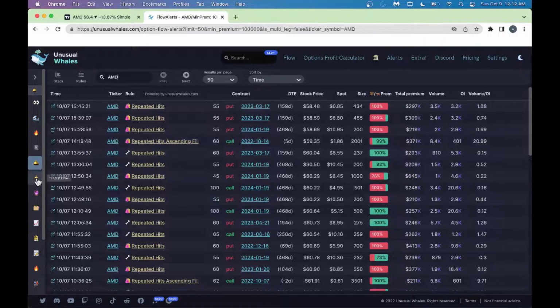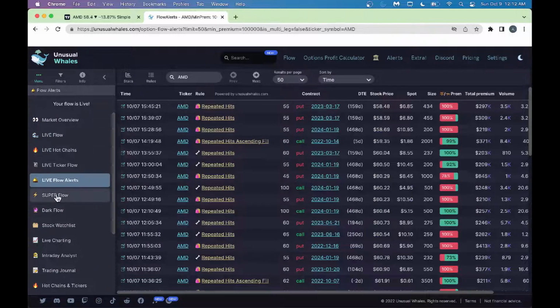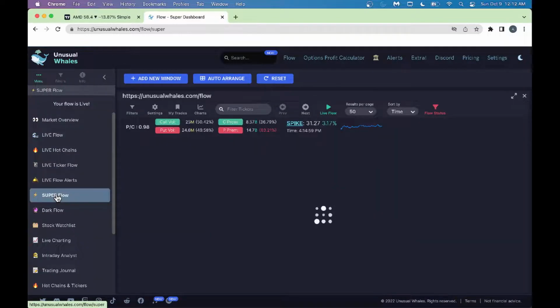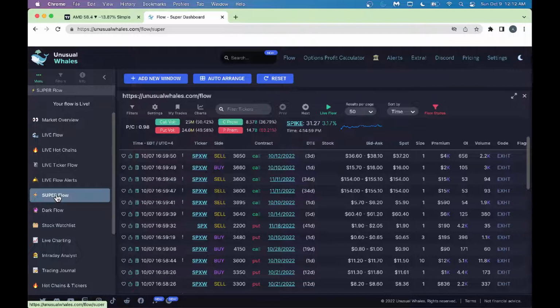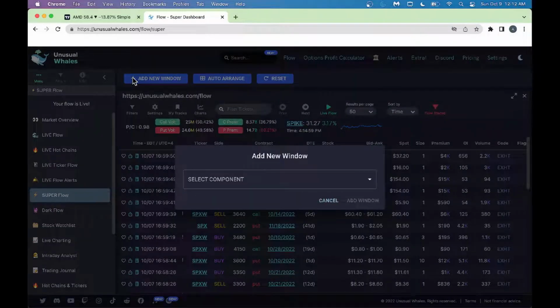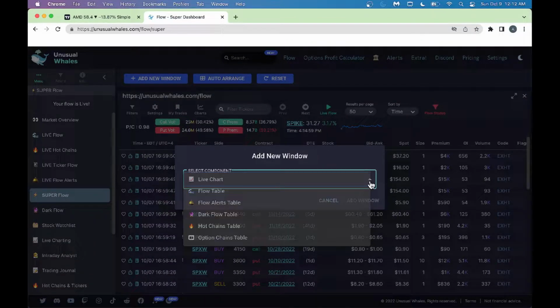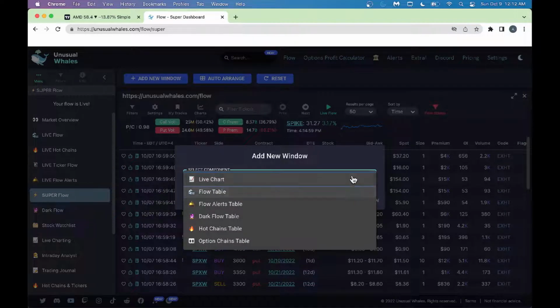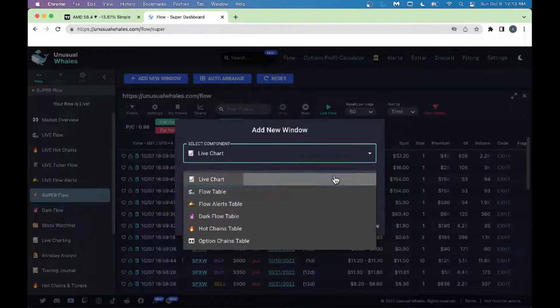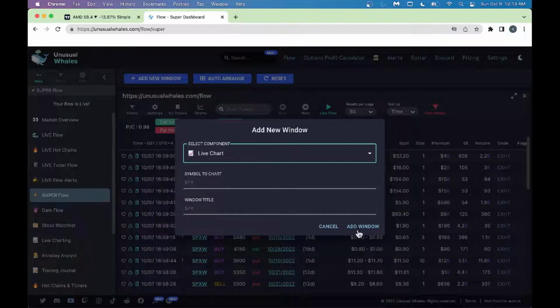All right, next let's go into one more here, Superflow. Superflow is a new thing here with the Unusual Whales. I think I really like this one here. It's a good modular type play here. You could add a window, as you can see here. You can click on add window here, and you can select a component, what component you want to add. For example, you might want to add a flow table or a live chart. Let's choose live chart here and add a window.